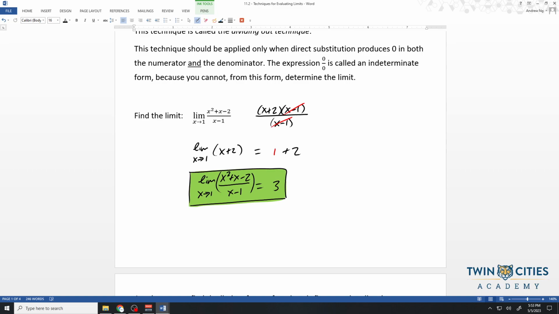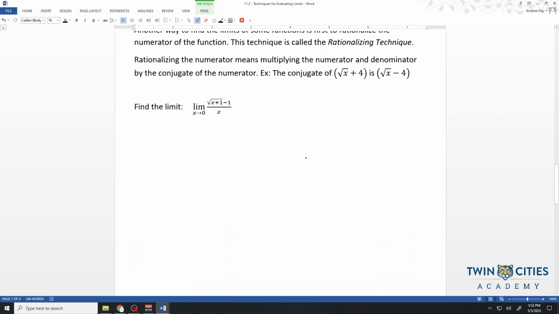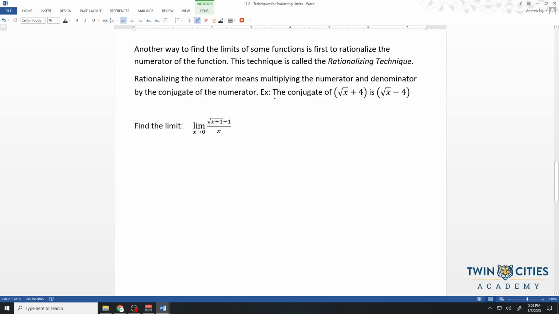This isn't the only tool that we're going to talk about today, though. Another way to find the limits of some functions is first to rationalize the numerator of the function. This technique is called the rationalizing technique. Rationalizing the numerator means multiplying the numerator and denominator by the conjugate of the numerator. Now, when you multiply the numerator and denominator by the same thing, you're effectively multiplying by a special 1. So you're changing the way that this looks without changing the value that you've got here.